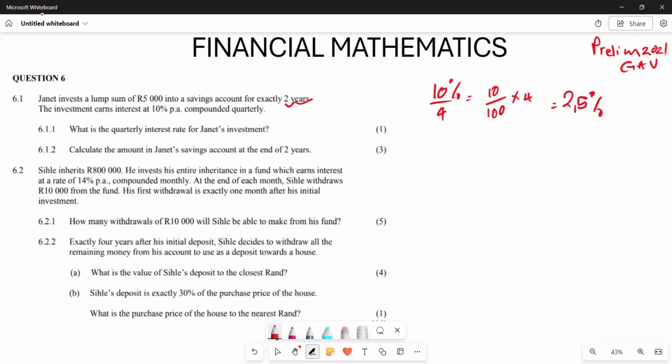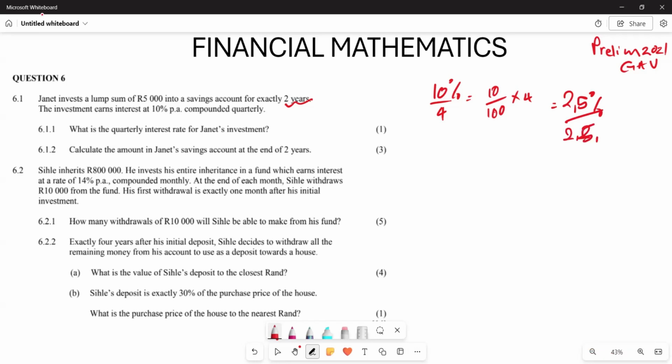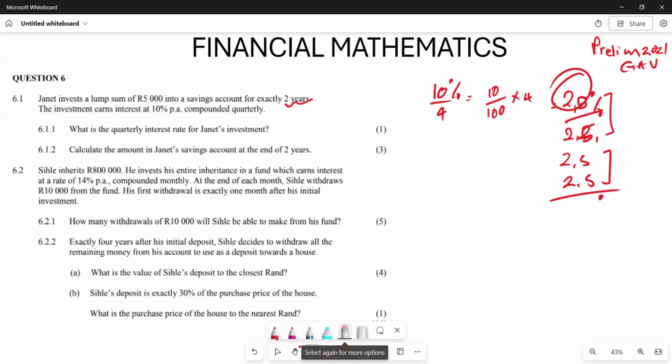each and every quarter it's going to be 2.5, and it makes sense because it's 2.5 after another 3 months, 2.5 after another 3 months, and 2.5 after another 3 months. This is 2, 4, 6, 8, then this gives you one, this gives you one. So the totality is still going to be 10%, right? So yes, per quarter it's going to be 2.5. Okay, so basically that is that one.